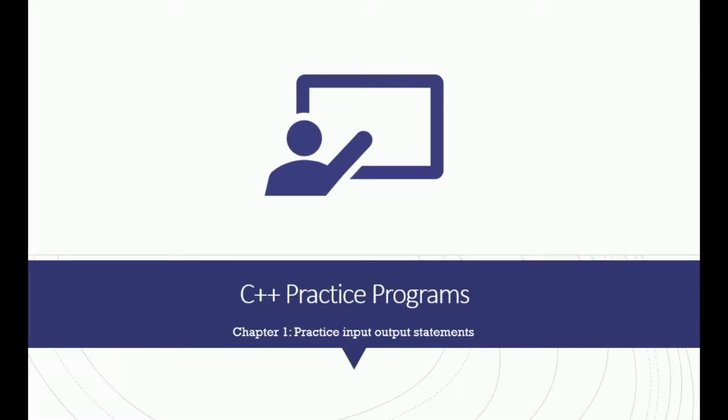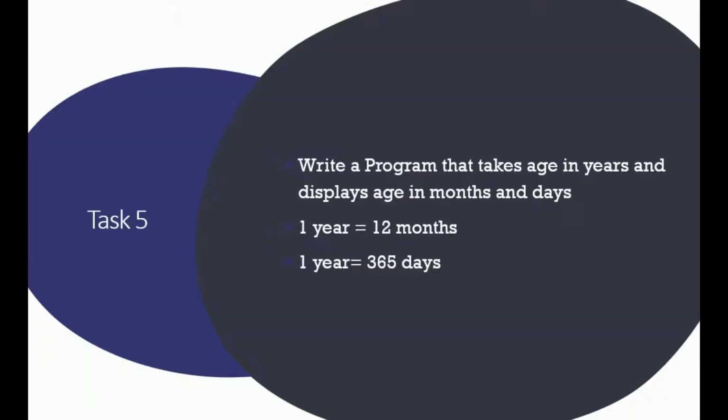This is part 3 of my videos on practicing input-output statements in C++. In this part we will perform two programs. Task number 5 is to write a program that takes age in years and displays age in months and days.